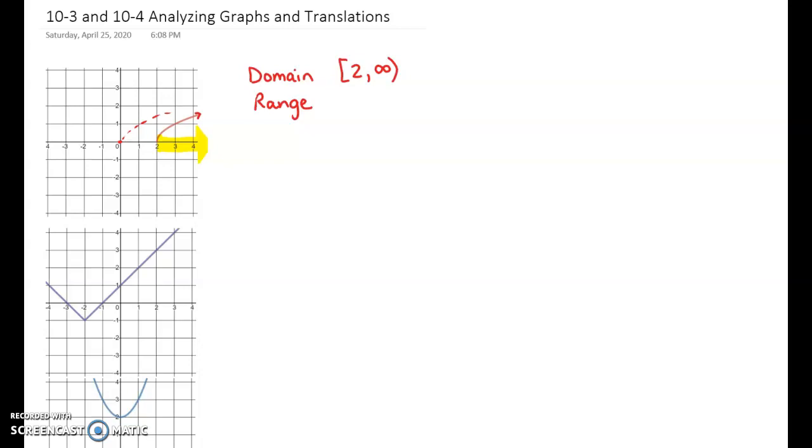Now if we do the range for this function, our lowest point for the graph is at 0, and it goes all the way up to infinity. So the range for this function is from 0 to infinity, because if I go low to high, my lowest point is at 0 and goes up to infinity.